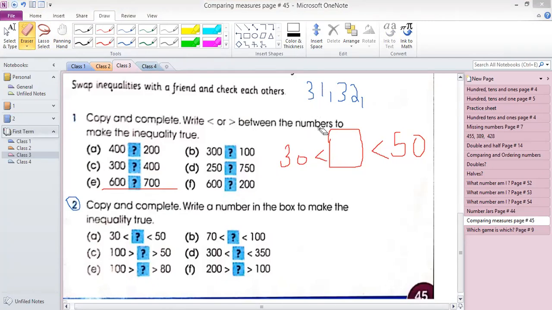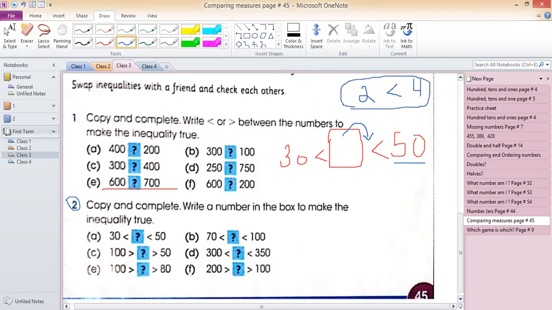So the numbers which come after 30, these numbers are actually greater than 30. So you have too many numbers you can write here, but there is one more condition. Look, this number is less than 50 also. This is the less than sign. Whenever the sign's open end faces a number, that means it is less than, like 2 is less than 4. So this number is less than 50 also.